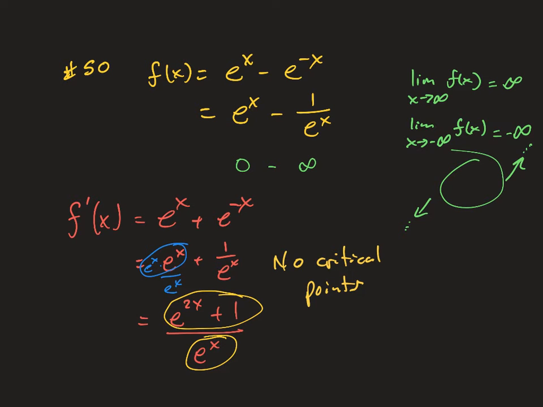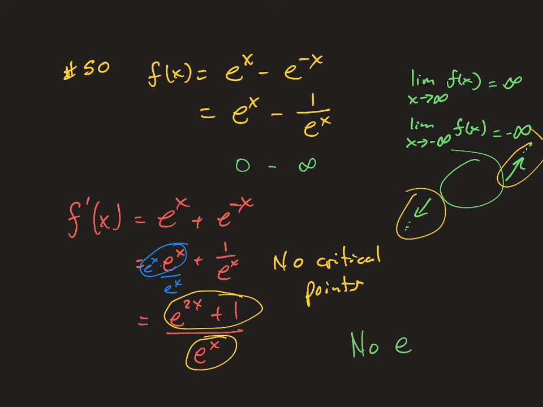And that happened because when I set this equal to 0, there's no zeros. E to the 2x can never equal negative 1. Okay, so there are no critical points, and this thing grows without bound in the negative direction on the left and the positive direction on the right. What that tells me is there are no extreme values to this entire function. So the answer for the entire problem is no extreme values, no extrema.